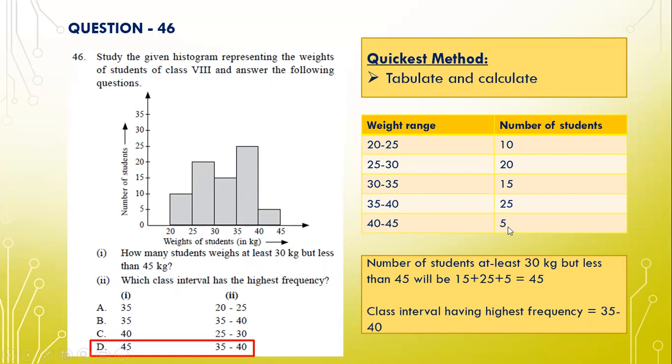And between 40 to 45, 5, isn't it? So the number of students which are at least 30 kg but less than 45, you start from here and end here. So how many students? 15 plus 25 plus 5, what is the total? It is 45. And the class interval which has the highest frequency, what is the highest frequency? It is this 25, which is 35 to 40, isn't it? So the students who weigh at least 30 kg but less than 45 kg are total 45 students. Class interval having the highest frequency is 35 to 40. So the correct answer is D.